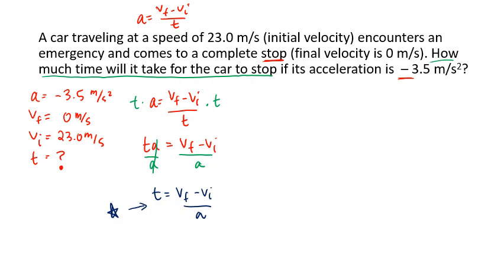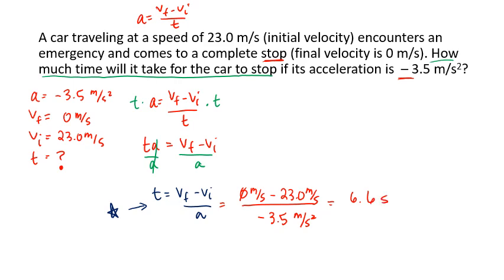All of our units are in the correct format to use this equation, so now we can just plug in our variables. Final velocity is 0 meters per second. We're going to subtract the initial velocity, which is 23 meters per second, and we're going to divide by acceleration, which is -3.5 meters per second squared. Let's do our subtraction on the top, hit enter, and then divide by -3.5. This is going to give us a value of 6.6 seconds.